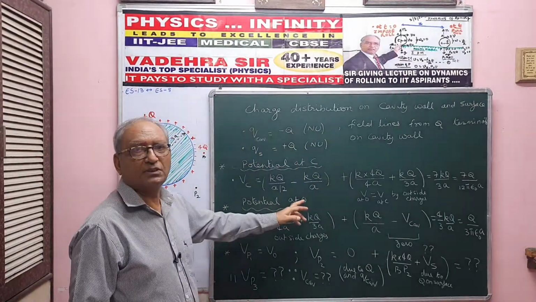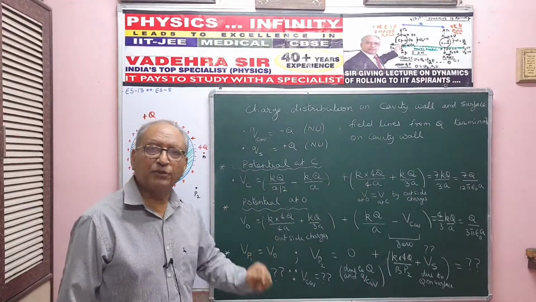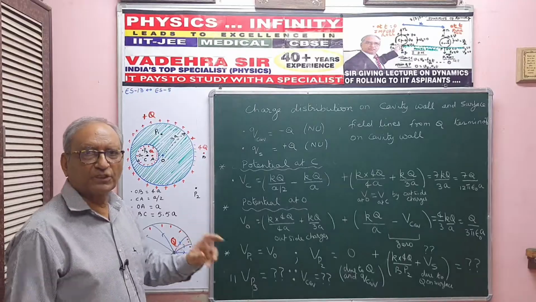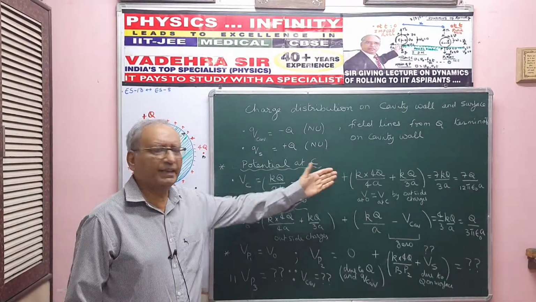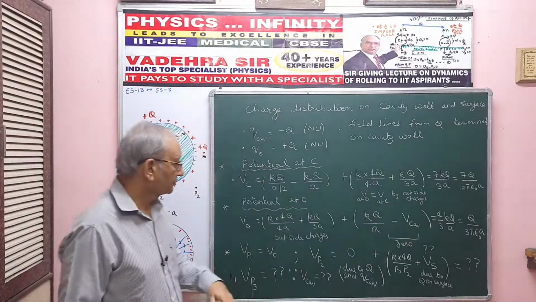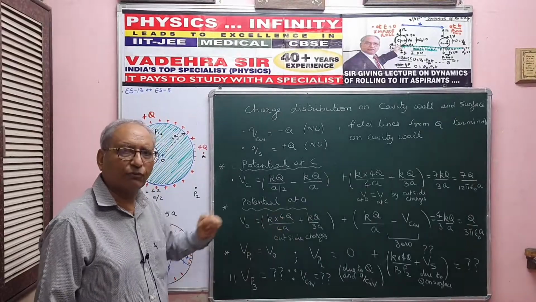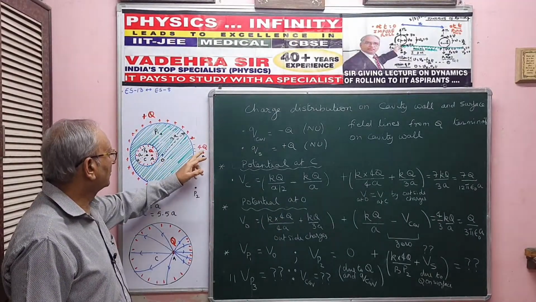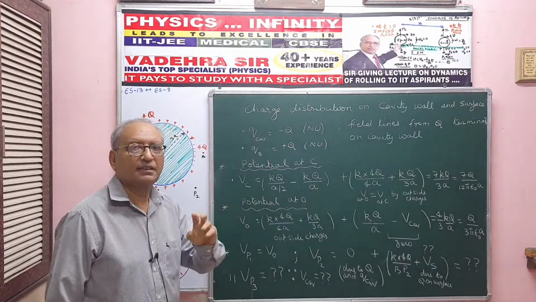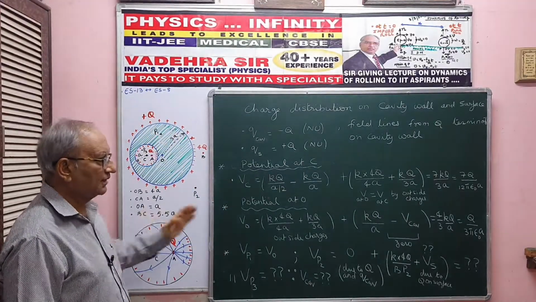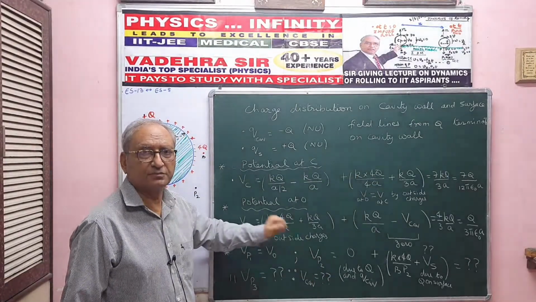Now let's talk about the potential at O. First let me talk about the potential at O due to outside charges. This will be the same as what we did above. Contribution from the point charge 4Q: K into 4Q upon 4A. The distance of 4Q from O is 4A. Plus the contribution from the surface charge, just like I explained just now, it will be KQ by 3A.